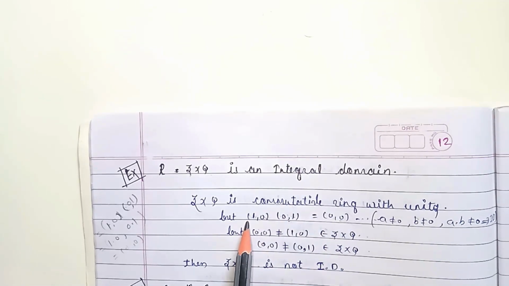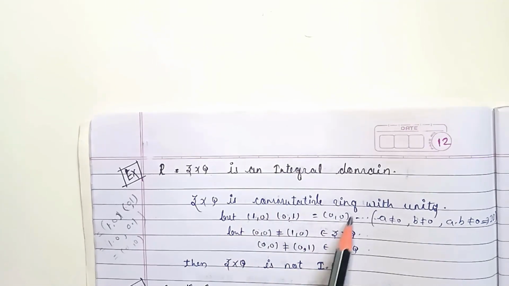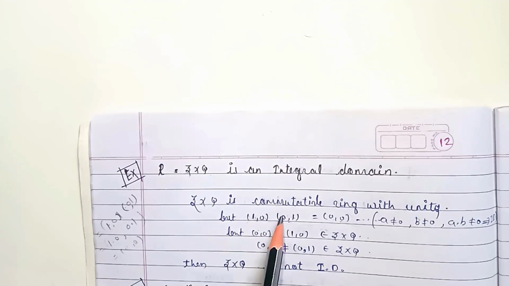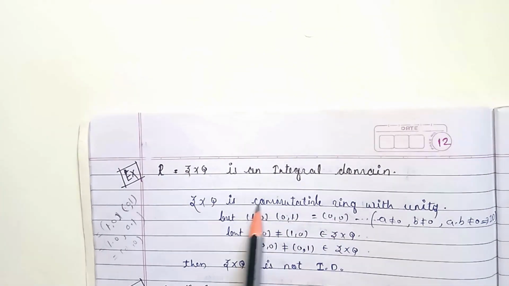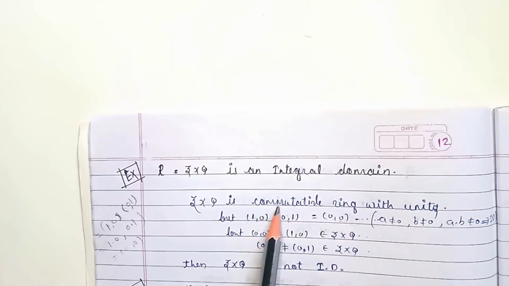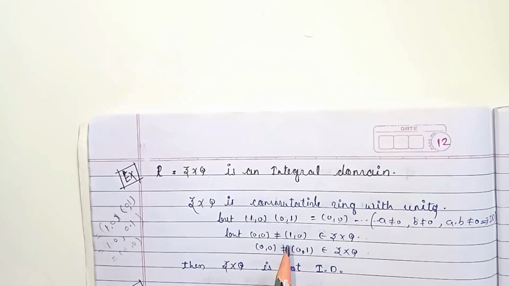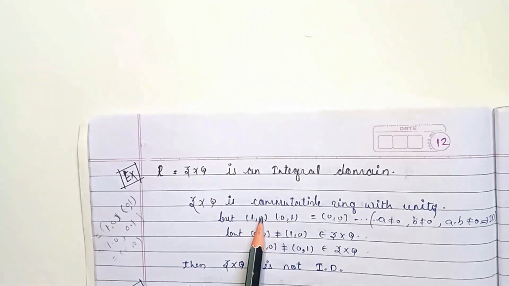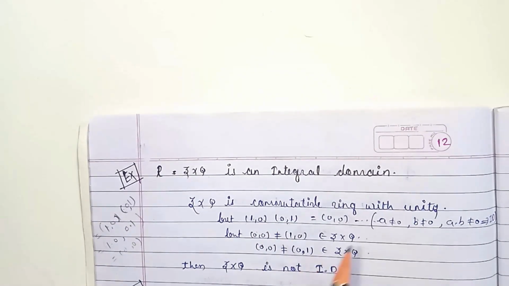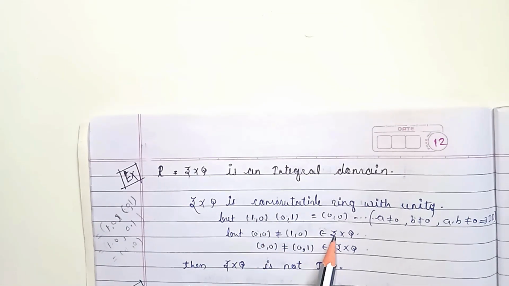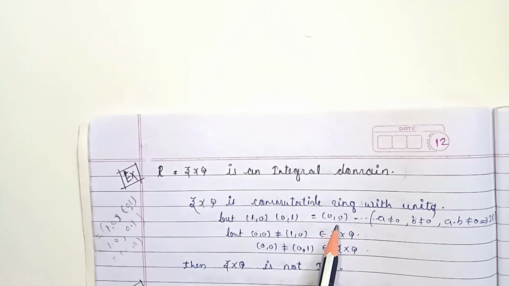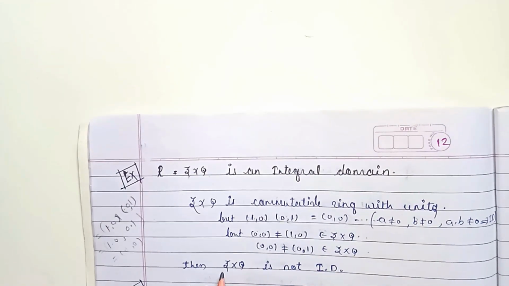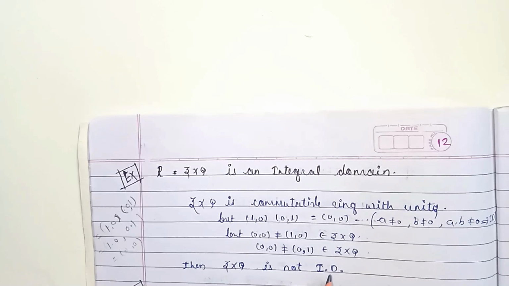So this is the definition of a zero divisor. That means it is not an integral domain. If a zero divisor exists, it does not possess the integral domain property. If the integral domain property holds, then no zero divisor exists. So (1, 0) is non-zero and belongs to Z cross Q, and (0, 1) is also non-zero and belongs to Z cross Q, but their product is 0. So Z cross Q is obviously not an integral domain.